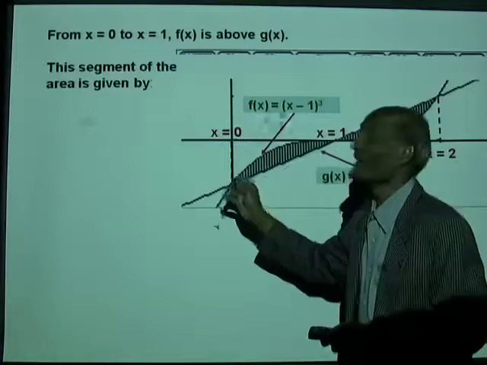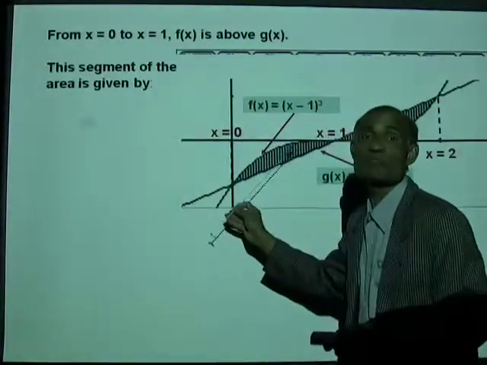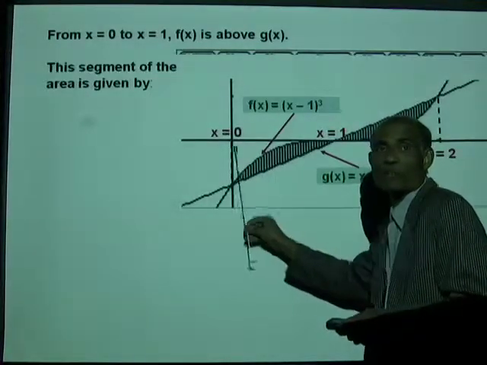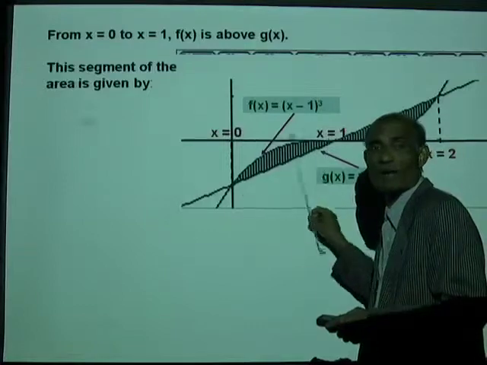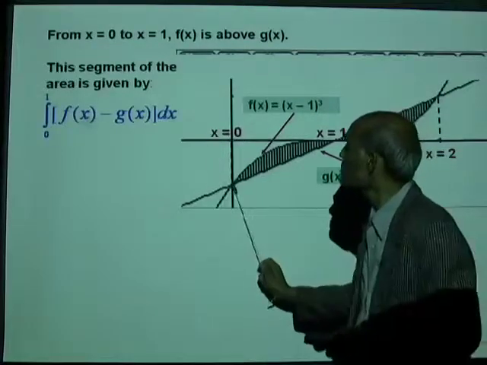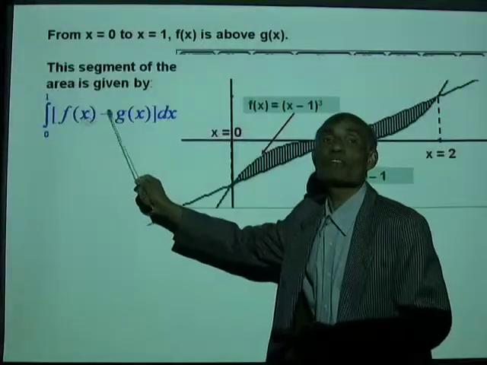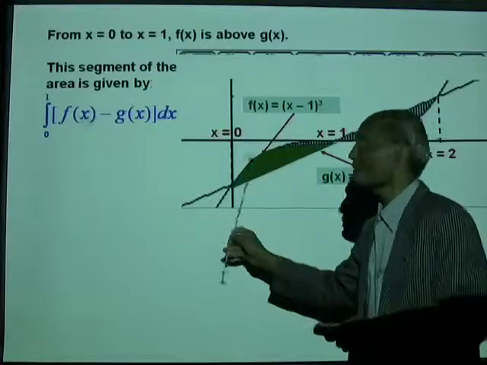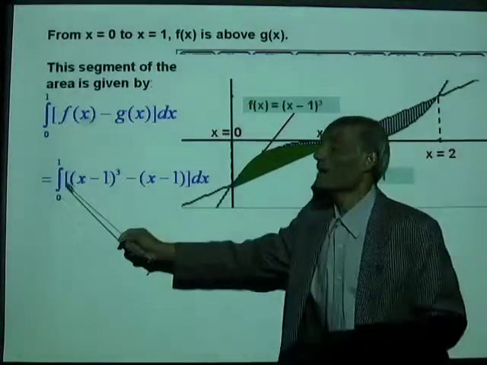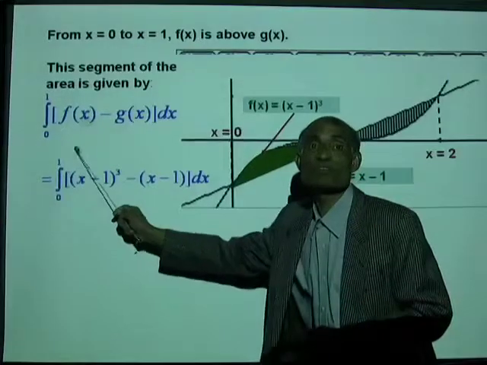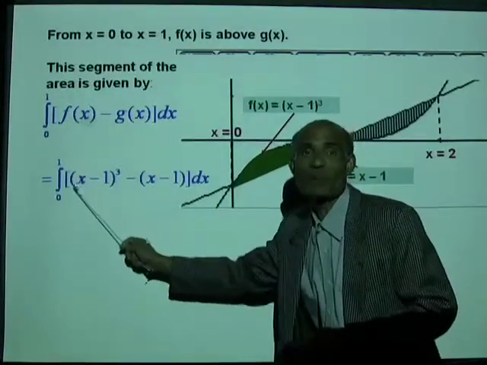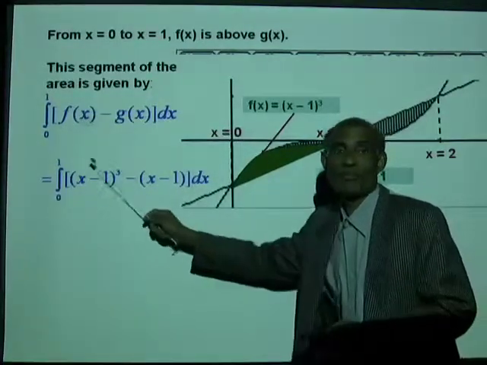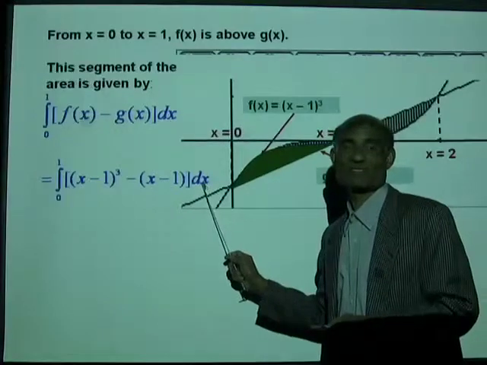So, from x equal to 0 to x equal to 1, f of x is above g of x. Now, this segment of the area is given by what definite integral? This segment of the area from x equal to 0 to x equal to 1 is given by integral 0 to 1 f of x minus g of x. This is f of x, that is g of x. So that is the area there. And that will be integral 0 to 1 f of x is x minus 1 to the power of 3 minus g of x is x minus 1, that quantity with respect to x.